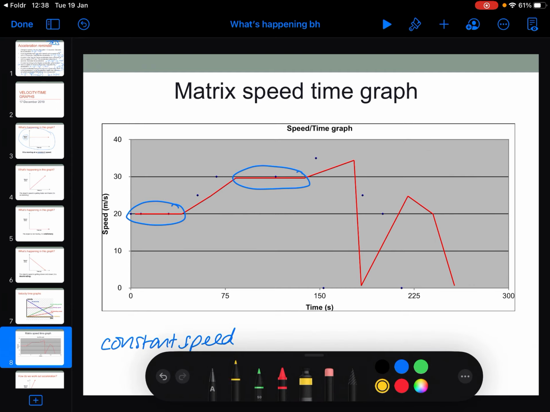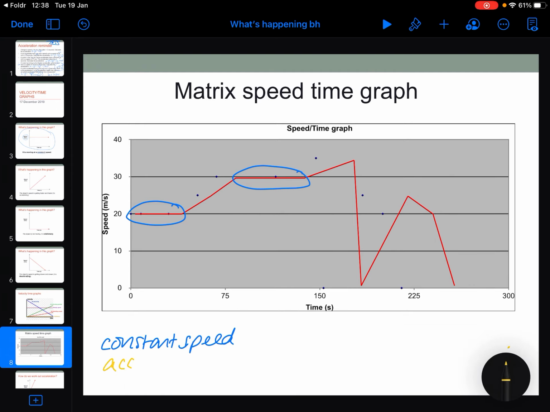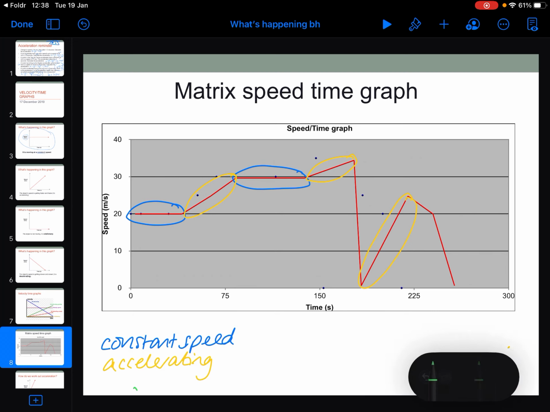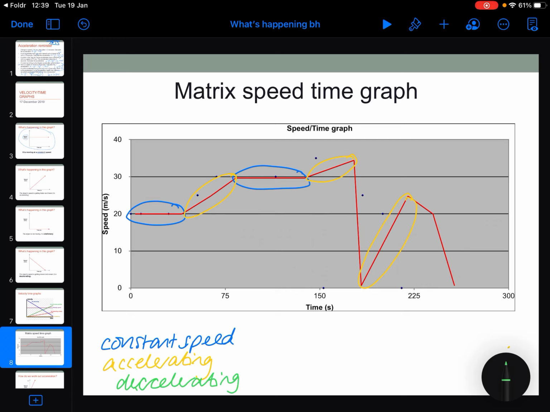So now let's change colour and go for yellow. Let's say it's accelerating, getting faster. So here you can see it's getting faster, the speed is getting faster. Here it's getting faster, accelerating, and here. Lovely. Right, and the last one we'll do is a nice green, and this is going to be decelerating, which means getting slower, remember. So wherever the gradient is going down, that's where it's decelerating. And there you go, 3 places where it's decelerating, getting slower. Lovely, so that was it.